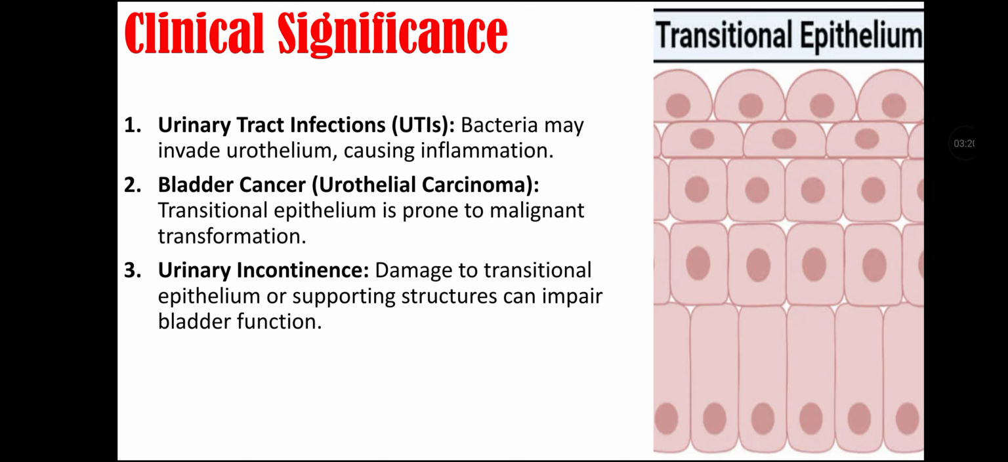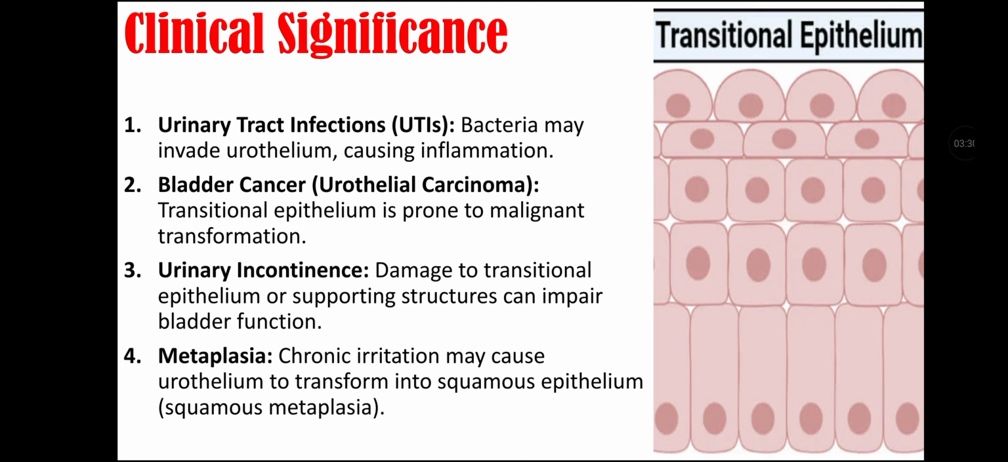Third significance is urinary incontinence, as damage to transitional epithelium or supporting structures can impair bladder function, thus leading to urinary incontinence. Fourth significance is metaplasia, as if there is chronic irritation that may cause urothelium to transform into squamous epithelium, it is called squamous metaplasia. It is a type of metaplasia that can occur in transitional epithelium or epithelium of the urinary tract or urinary system.